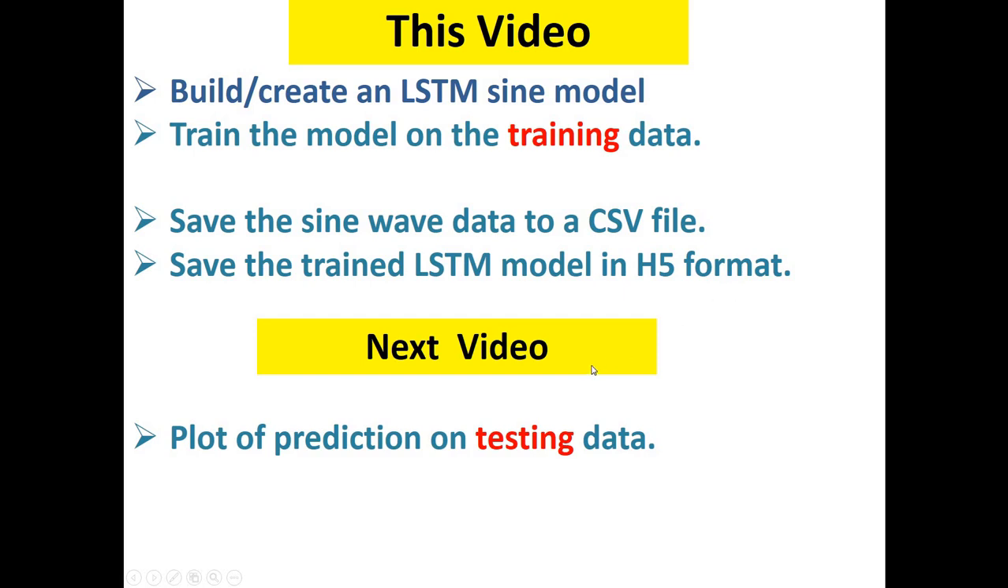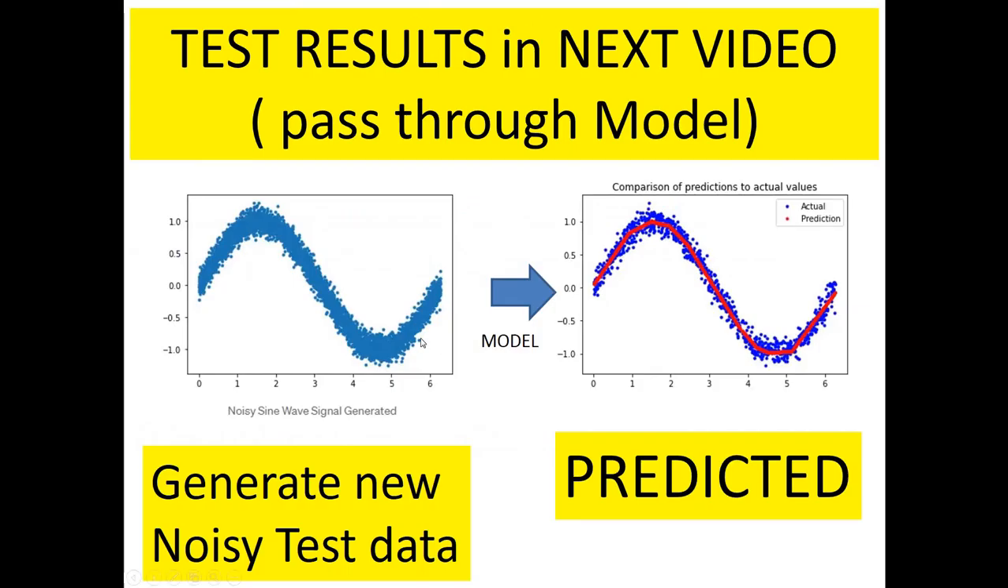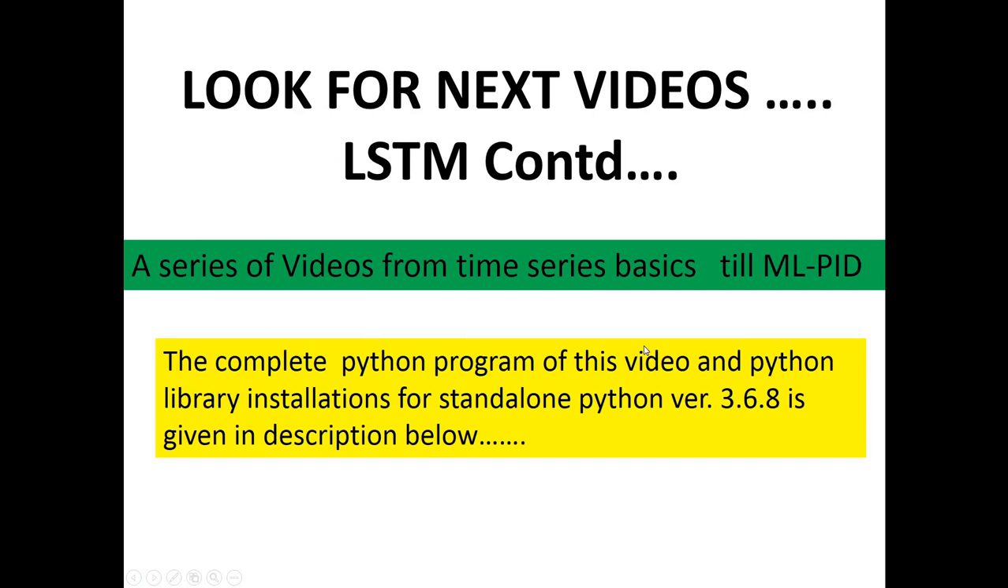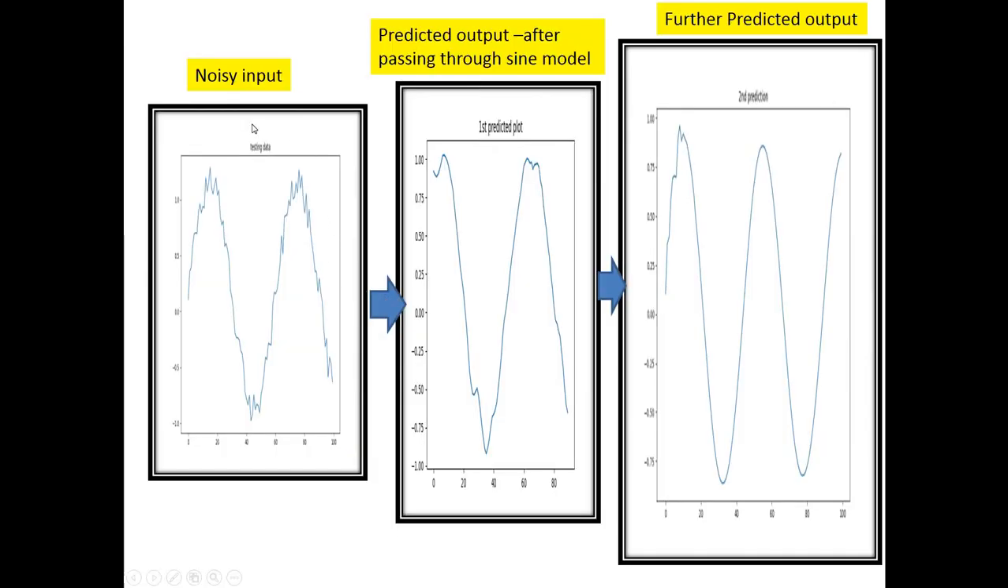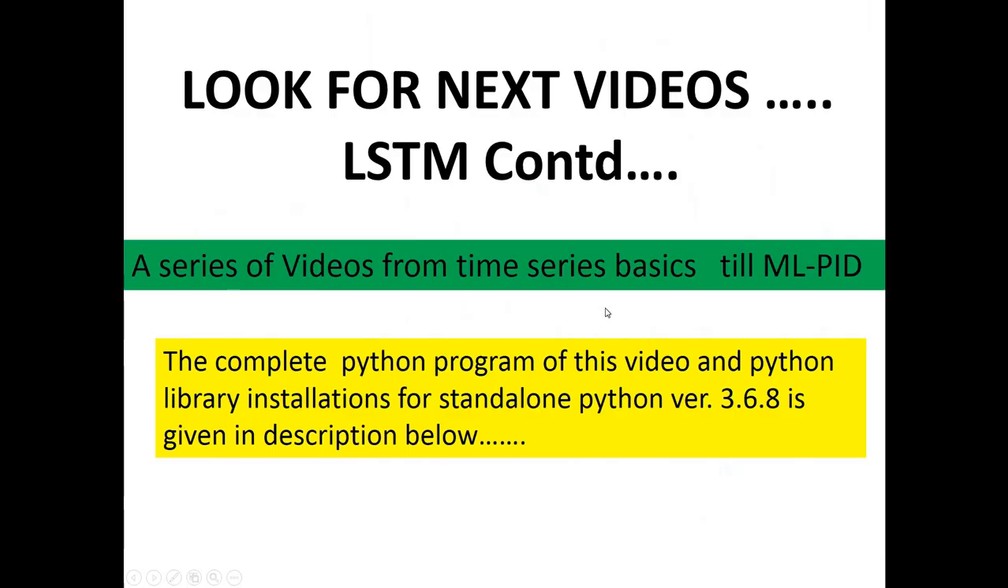In the next video, we will use this model to predict on noisy testing data and plot the output. And this is the output you will expect in the next video. You give a noisy sine wave into the good model, it brings out the clean ones from that. For example, suppose you have very noisy data, you can first predict it and it looks like a sine wave. One more time if you predict, it becomes even cleaner.